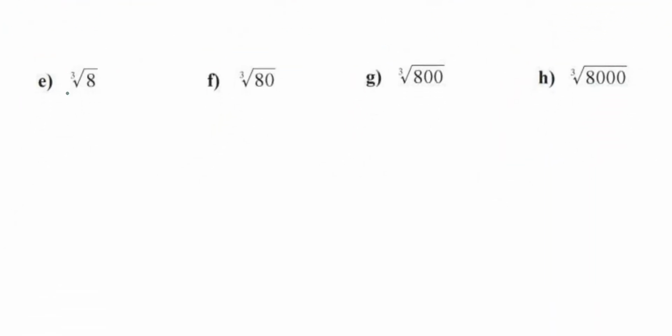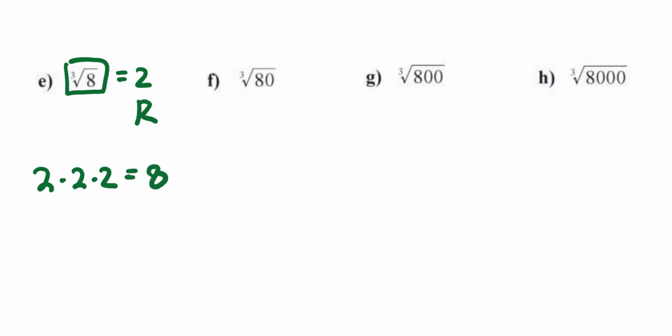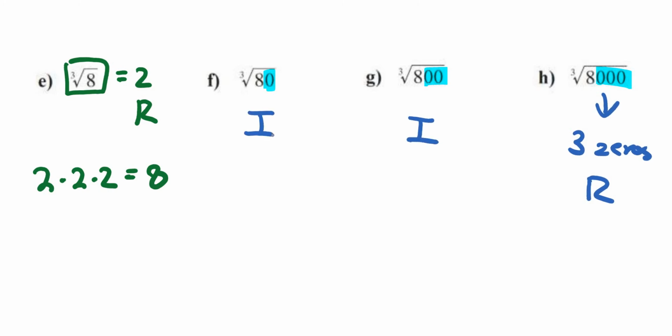Okay, let's start with letter E here. The cube root of 8 is going to be 2, which is a rational number, and that's because 2 times 2 times 2 gives you 8. And once again, for the next few here, let's count the number of zeros. Here's 1, here's 2, and here's 3. So since we have 3 zeros here, 3 is divisible by 3, so this is a rational expression, and these are irrational. So irrational means not a nice answer.